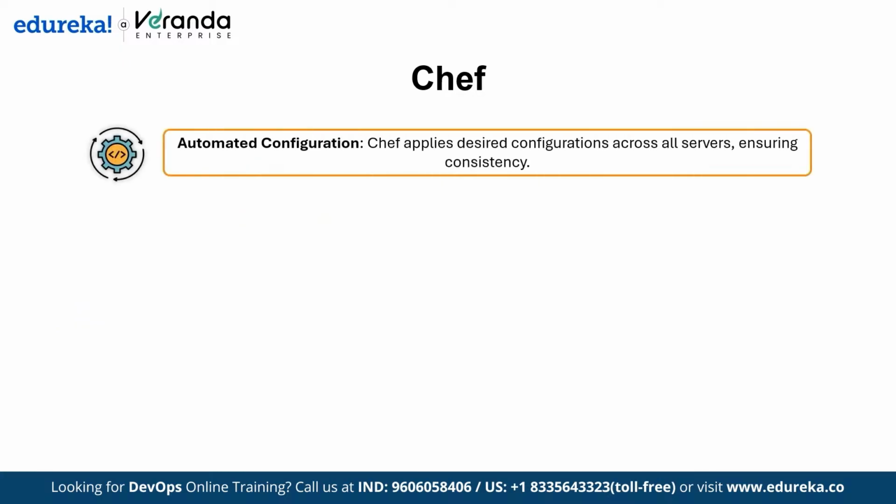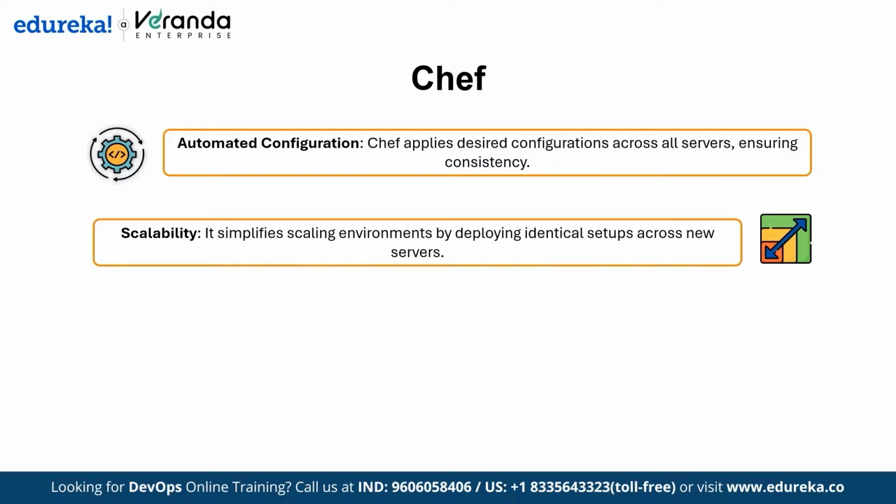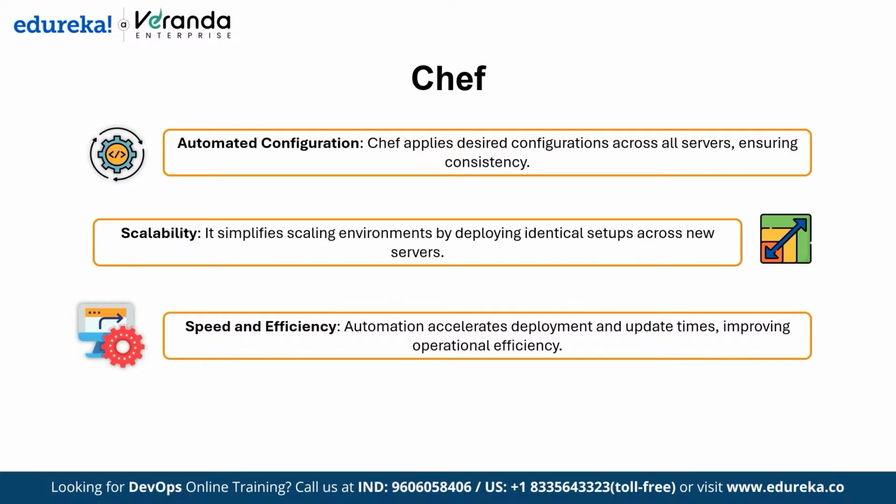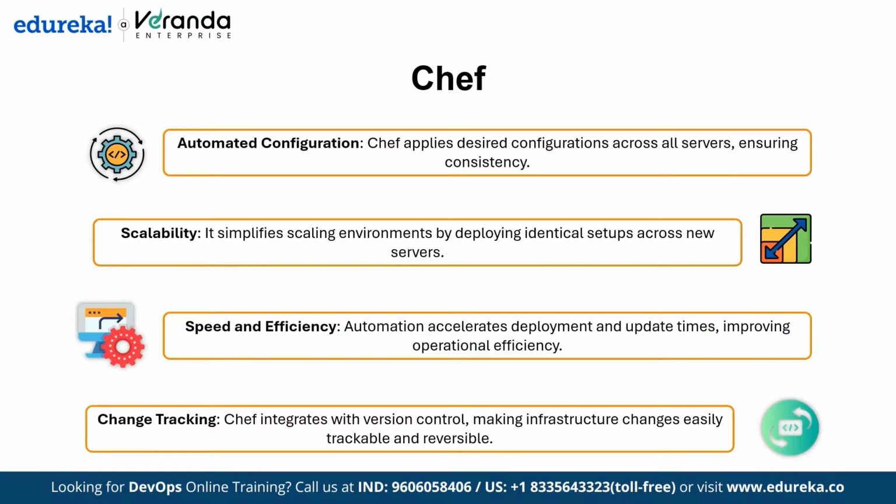Chef has automated configuration, where Chef applies the desired configuration across all servers, ensuring consistency. And its scalability: it simplifies scaling environments by deploying identical setups across new servers. Speed and efficiency: automation accelerates deployment and update times, improving operational efficiency. And last comes its change tracking. Chef integrates with version control, making infrastructure changes easily trackable and also reversible.